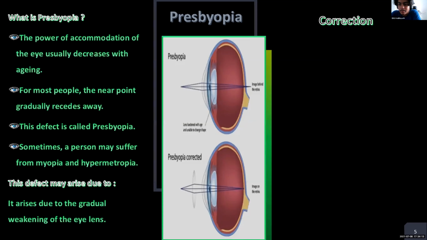Can anyone say? Question. Huh? What is the question? How can we correct the presbyopia? It's a specific type of lens.